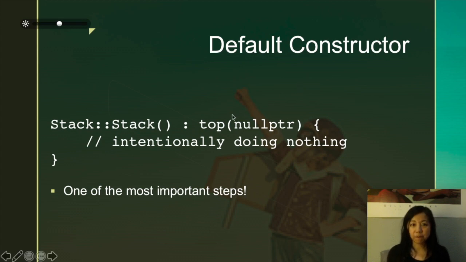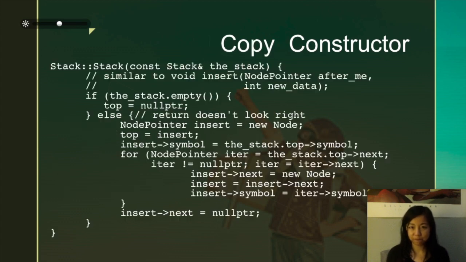Default constructor. One of the most important steps actually is to assign null pointer to the variable top. If you don't do that, we don't know when the stack or the linked list ended. It is just not going to function appropriately. So always remember you have to set the top to null pointer.